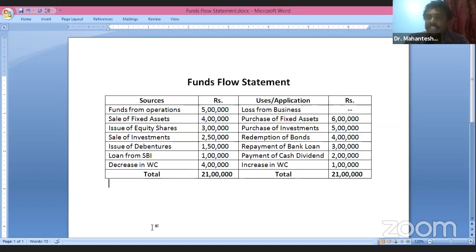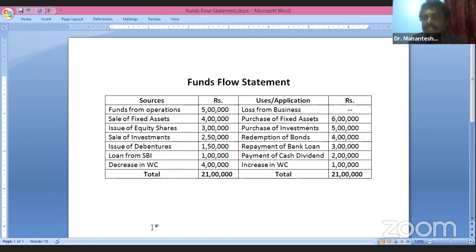We have disposed of, we have discarded the old existing assets, and we have purchased the new fixed assets. And through the sale of fixed assets, we have generated close to 20-25% of the funds. Another 4 lakh rupees has come through the decrease in the working capital. That is again close to 20 to 25%. 20% of the funds are generated through the decrease in the working capital.